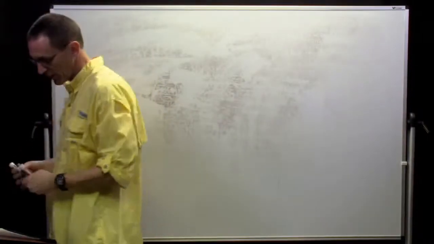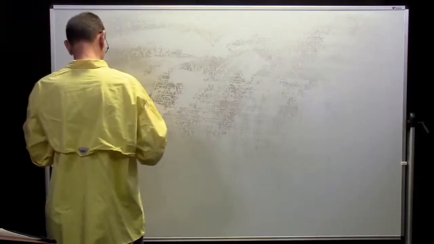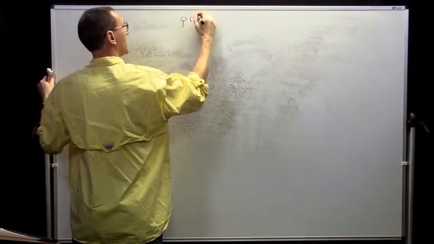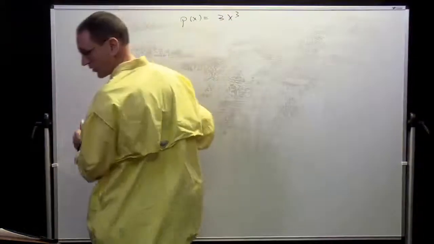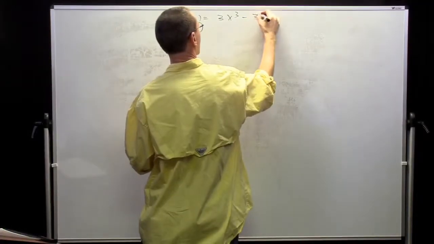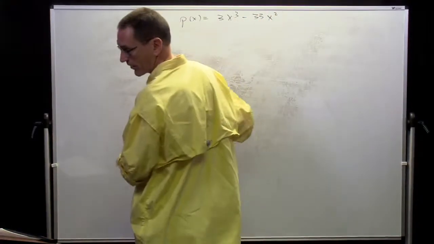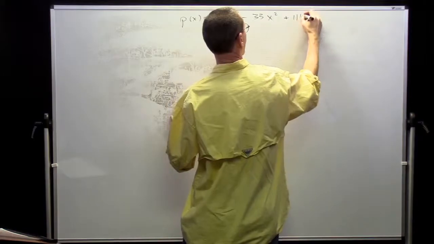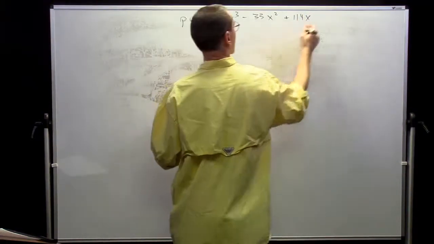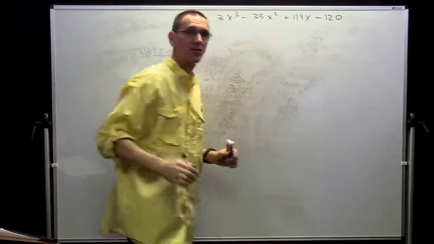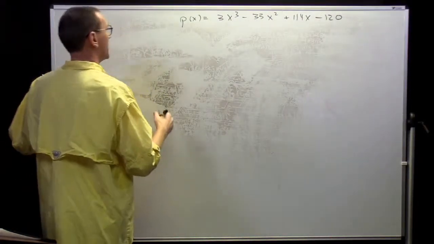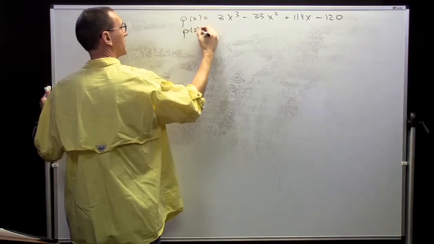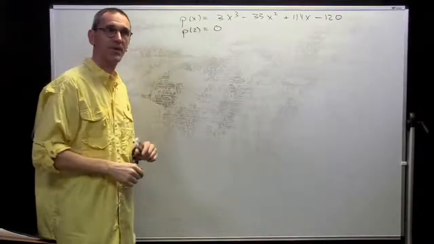So what do I know? I know that my p of x is 3x cubed minus 33x squared plus 114x minus 120, okay? And so what I'm going to do is, the thing to note is that when I plug in x equals 2, I get 0. And how would I know that?